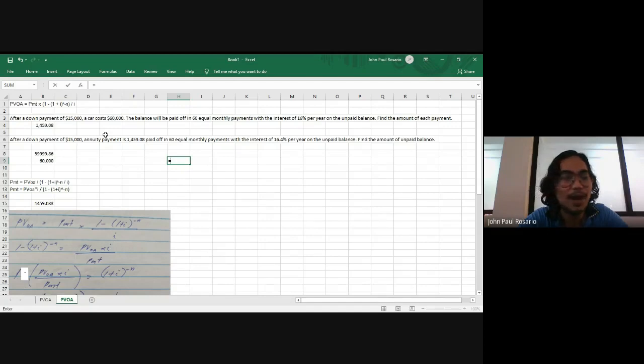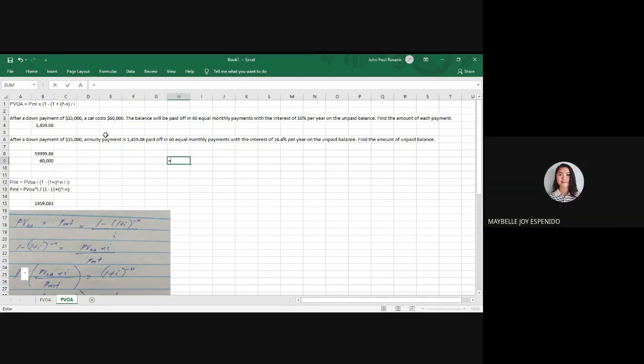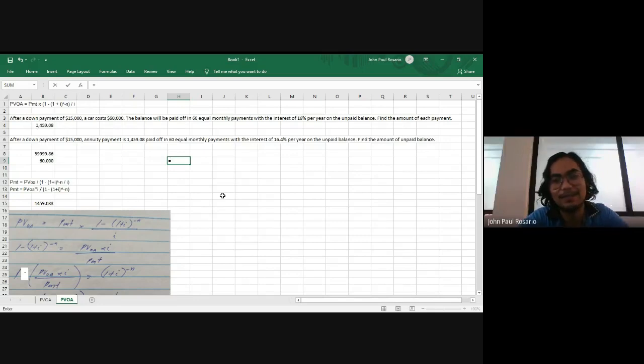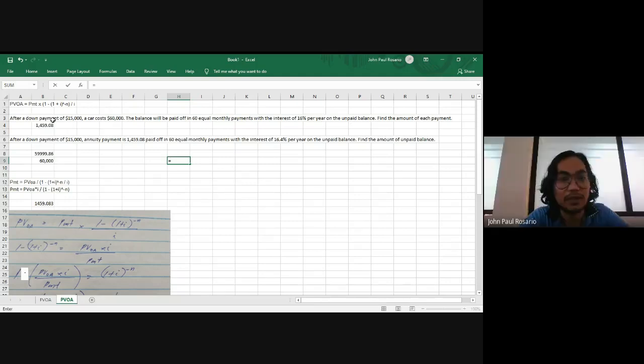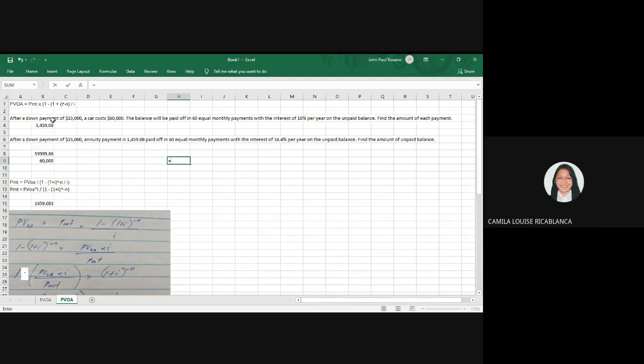What is the total cost of your car? 75. Okay. He said that after a down payment, 60 remained. So, for example, a car costs 100,000 and a down payment of 15,000 is required. Find the payment for the remaining balance. So what is your remaining balance? 100 minus 15, so that is 85.